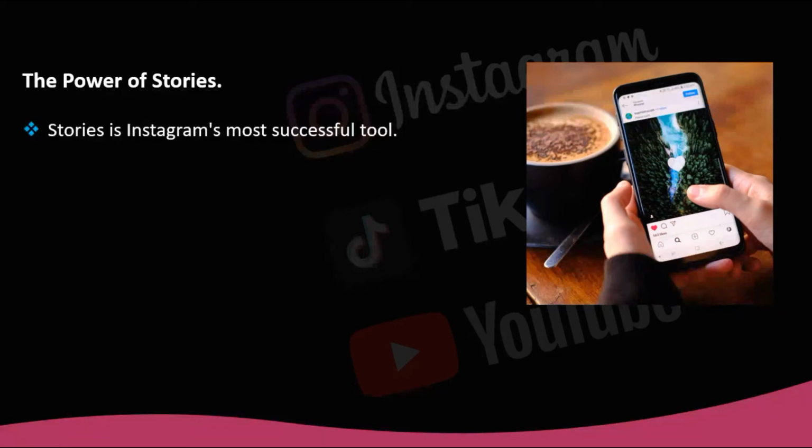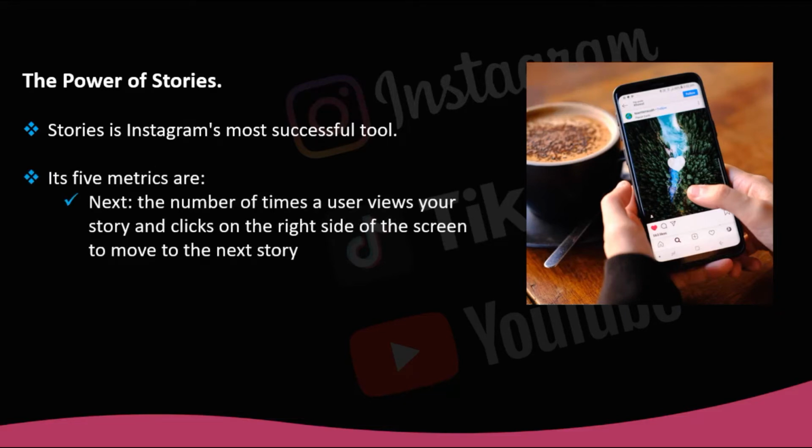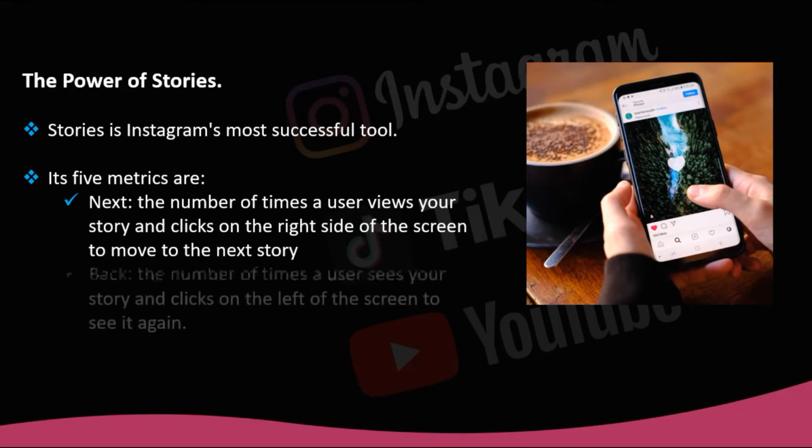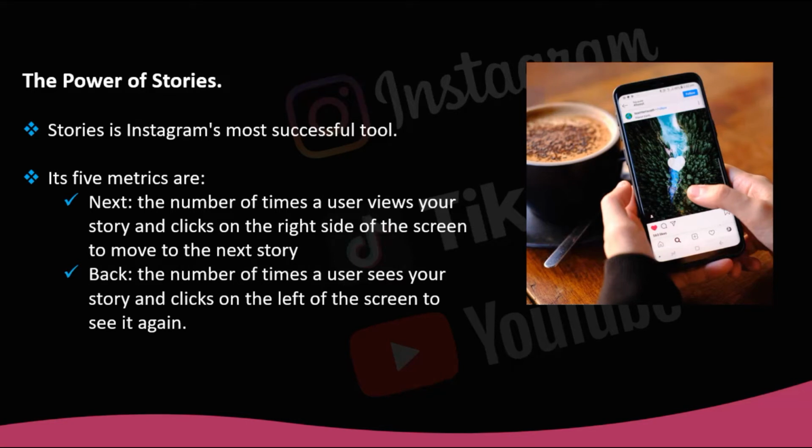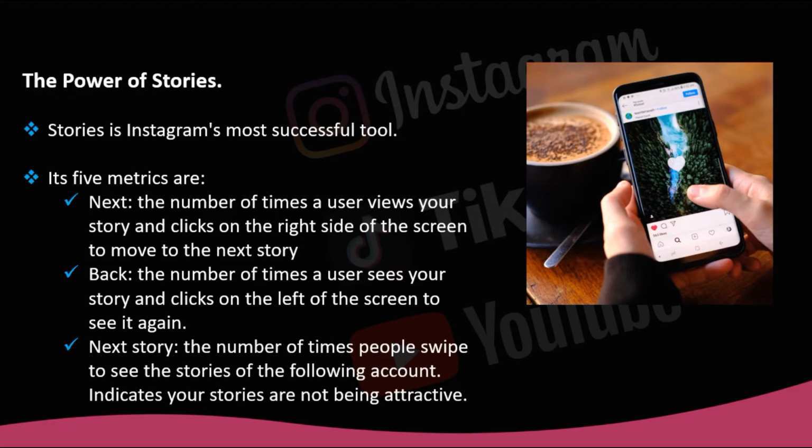Stories is Instagram's most successful tool since it came out into the world. It also has metrics that can help you know if the stories you share are appealing and being well received by your fans. So, its 5 metrics are: Next, the number of times a user views your story and clicks on the right side of the screen to move to the next story. Back, the number of times a user sees your story and clicks on the left of the screen to see it again.